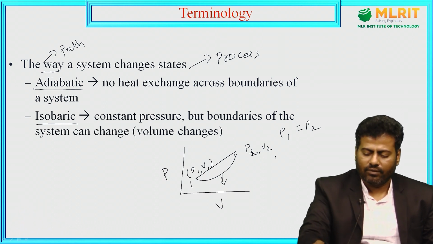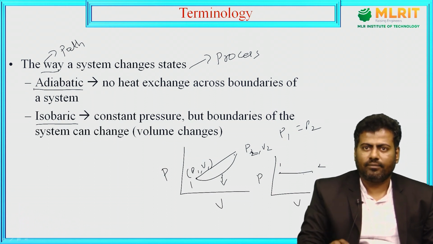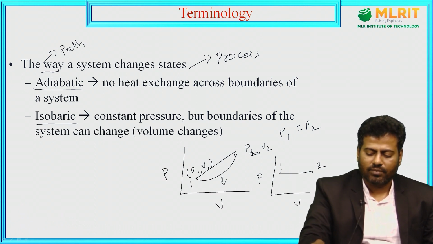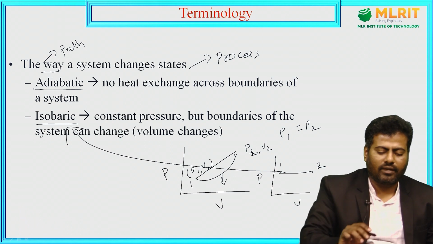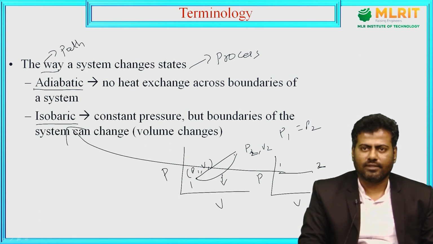For that, if I want to draw the PV diagram, with P1 equal to P2, I draw a horizontal line. This is point 1 and this is point 2, and then I have found the path in between 1 and 2. Then I can say this process belongs to isobaric. So like that, I find out the process.